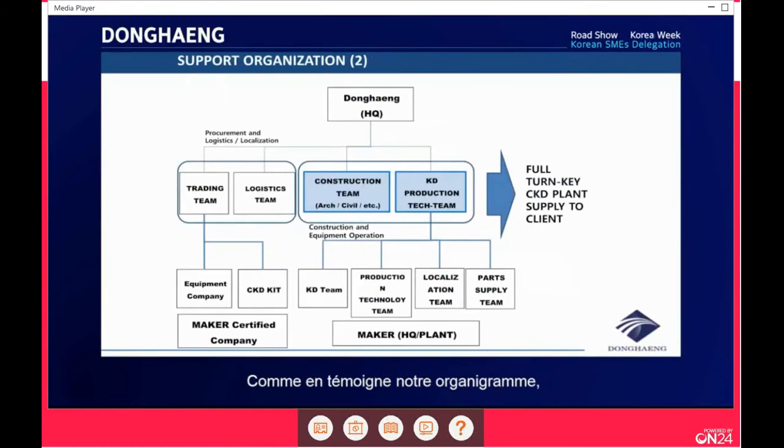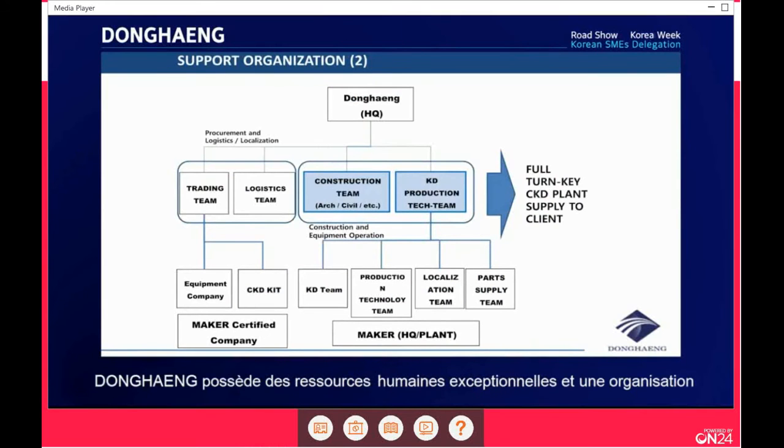For your reference, as evidence in our organization chart, DONGHAENG possesses outstanding human resources and a supporting organization to supply a full turnkey automobile CKD plant to Africa.